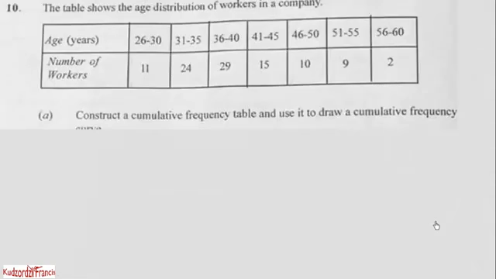The next thing we do is question 10. The table shows the distribution of workers in a company. We have ages 21 to 25, 26 to 30, 31 to 35, 36 to 40, 41 to 45, 46 to 50, 51 to 55, 56 to 60. Then we have the number of workers: 11, 24, 29, 15, 10, 9, and 2. Construct a cumulative frequency table and use it to draw a cumulative frequency curve.